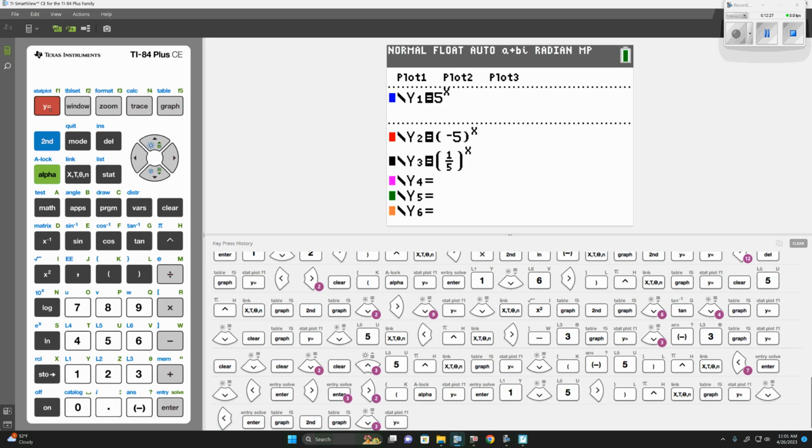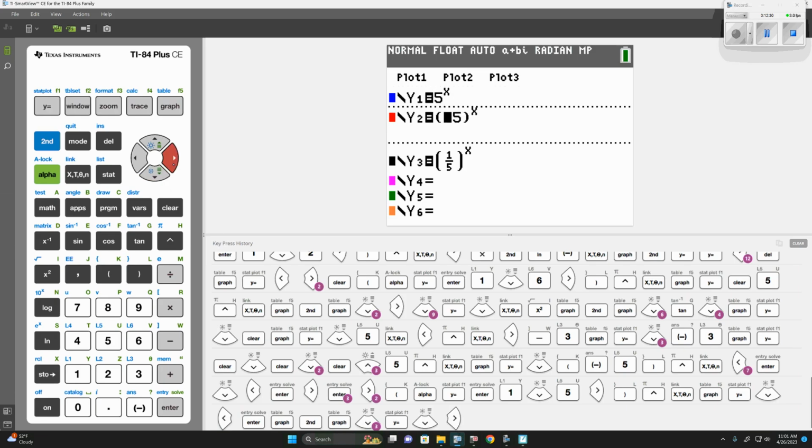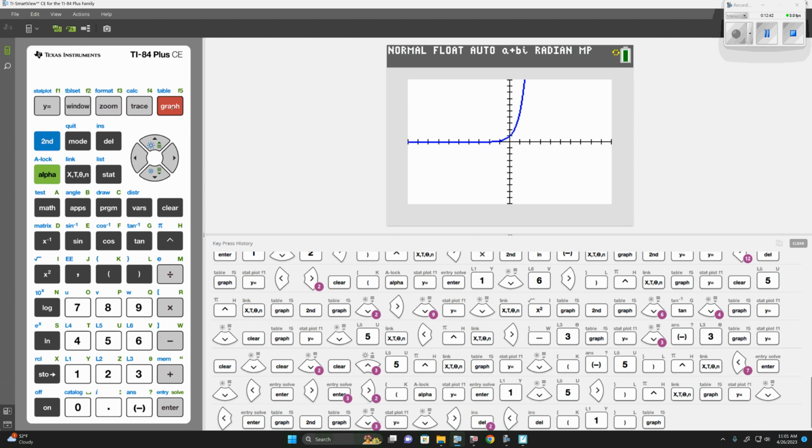Now there's another one we don't talk about or don't really work with, and that is if the base is 1. Because what's 1 to any power? 1. So it's just a straight line at 1. It's not going to do anything.